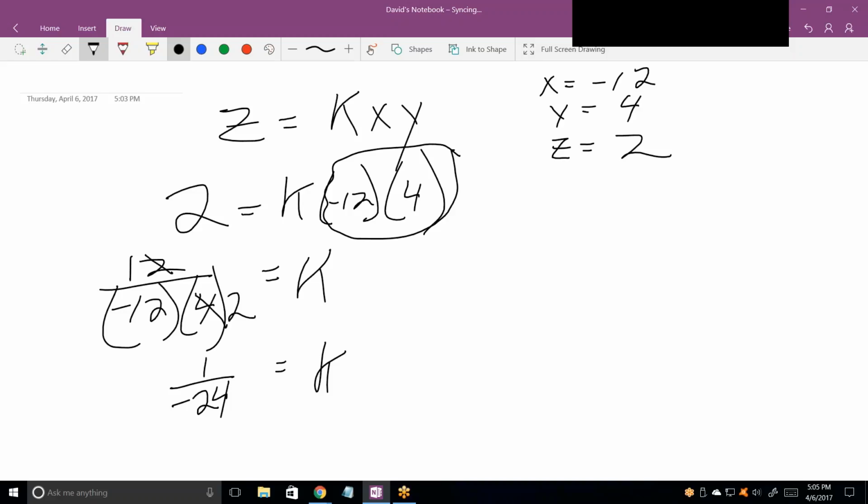Okay, now give me the specific equation for this question, question 40. Z equals negative 1/24 xy. Good. Now in this problem, they also want you to solve for z when x is minus 4 and y is 7.